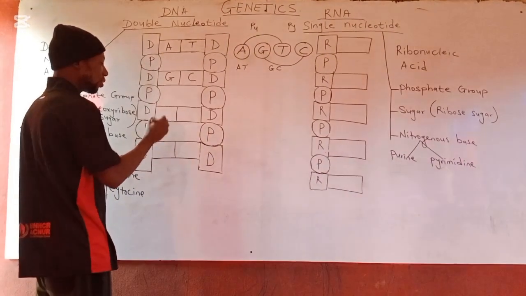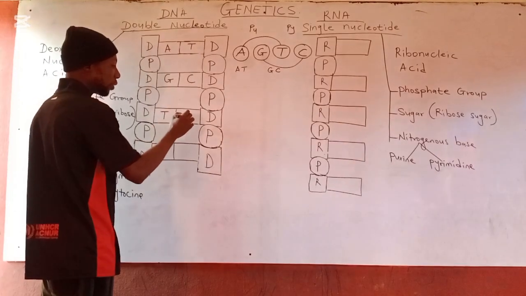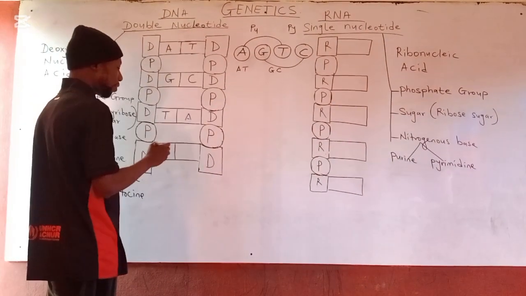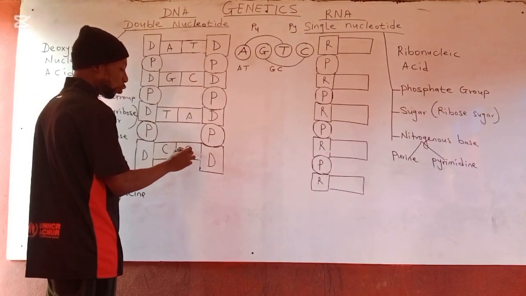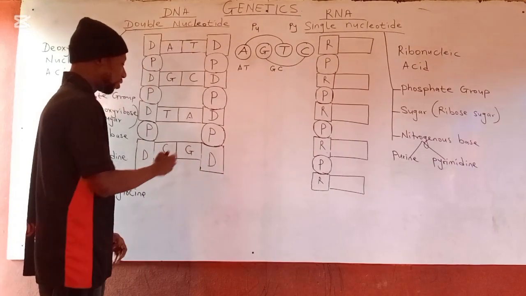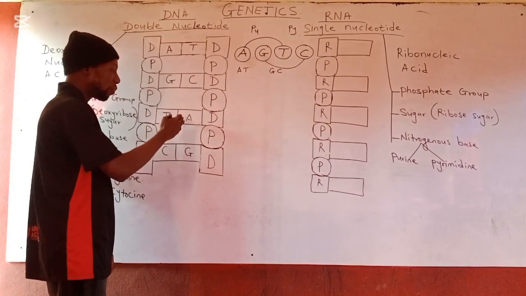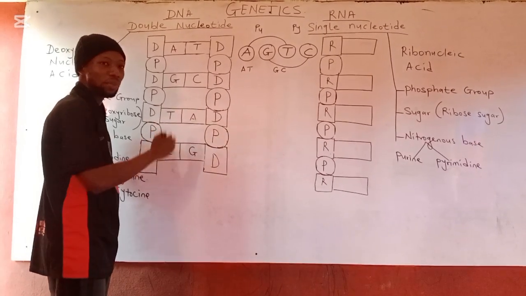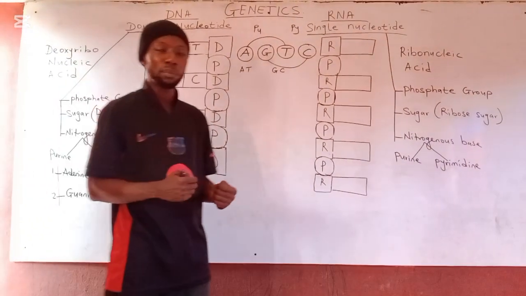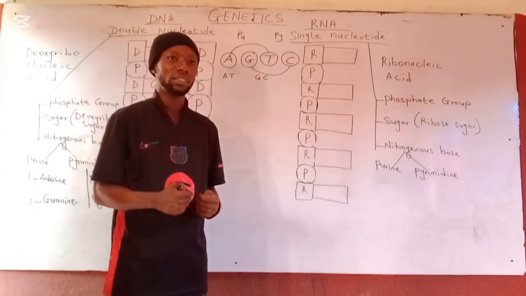Then thymine will always pair with adenine, and cytosine will always pair with guanine. This can be on any side. If we have G here, we have C. If we have adenine here, we are going to have thymine here. That is their base pairing sequence.